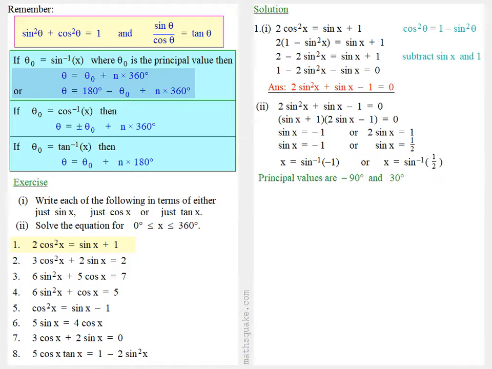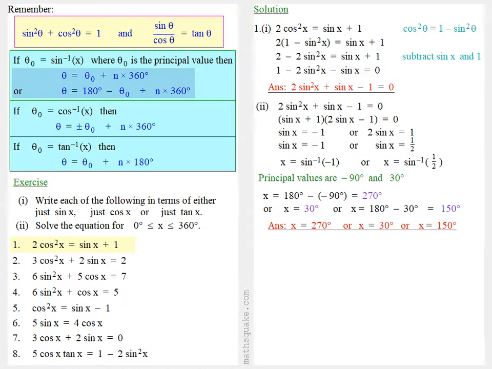Now minus 90 is not in the range, but we have other values. x is equal to 180 take away minus 90, which is 180 plus 90, or 270 degrees. Or if x is 30, we can have 180 minus 30, which is 150 degrees. All other values after that are too large, and so we have three possible solutions. x is equal to 270 degrees, or x is equal to 30 degrees, or x is equal to 150 degrees.